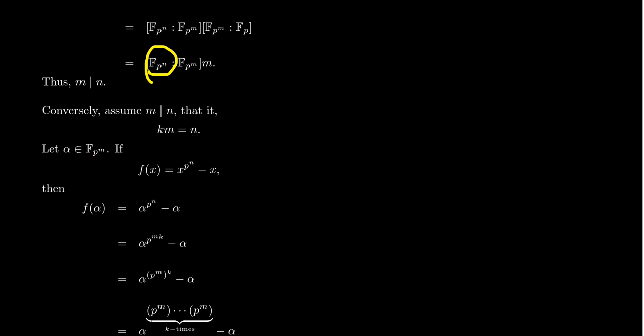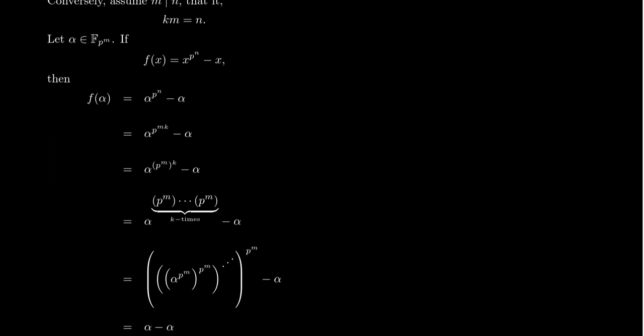That's the strategy here. So let's evaluate the polynomial F at this element alpha. Now, we do have the property that since alpha belongs to F sub P to the M, we have that alpha to the P to the M power is equal to alpha. Again, this was something we proved in the previous video. So if we take alpha to the P to the N minus alpha, we can then factor N, because N is equal to K times M, like so.